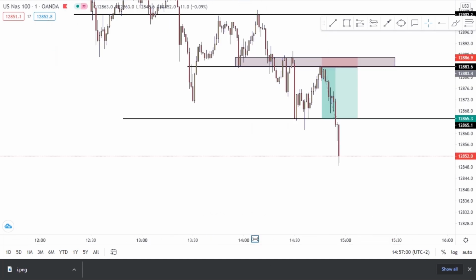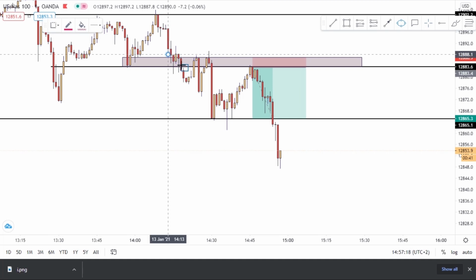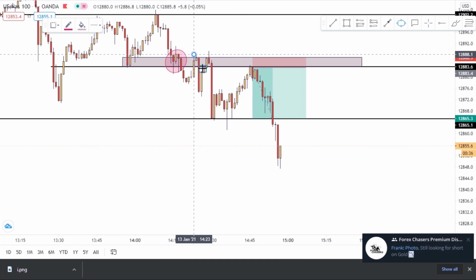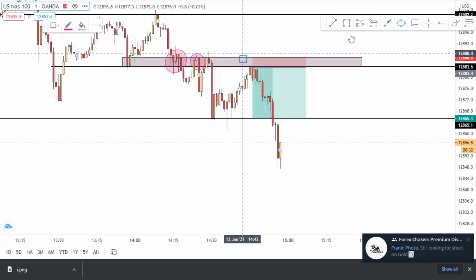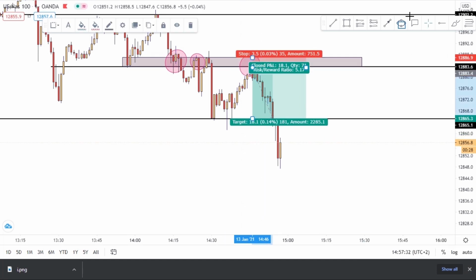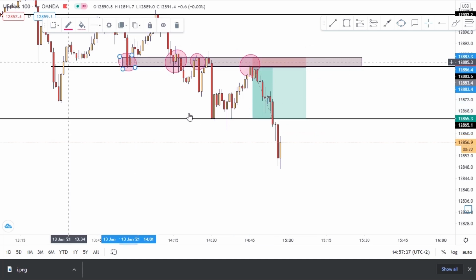The reason why I entered here was that you can see the market actually broke this support, came here to retest this part, shot down and came back to retest this part, which was the third time, actually the fourth time. Look here. So you can see that the market has been rejecting this part.